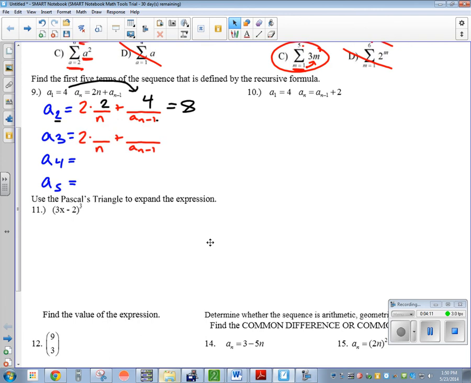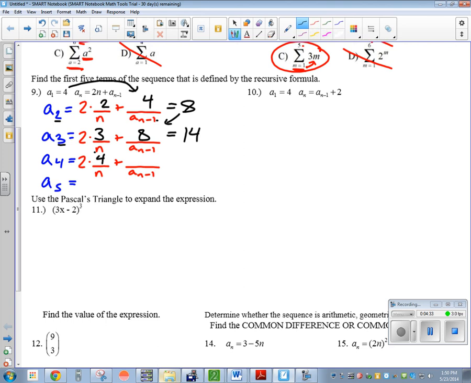Then I do it for a sub 3. Well, if I'm doing a sub 3, now the value is 3 in the third term. Then a sub n minus 1 means the previous answer. So in this case that's the 8. So 2 times 3 is 6, plus 8 is 14. There's that answer. Do it again. My n is 4. 2 times 4 is 8. I got to use my previous answer. Plus 14. So 8 plus 14 gets me 22.